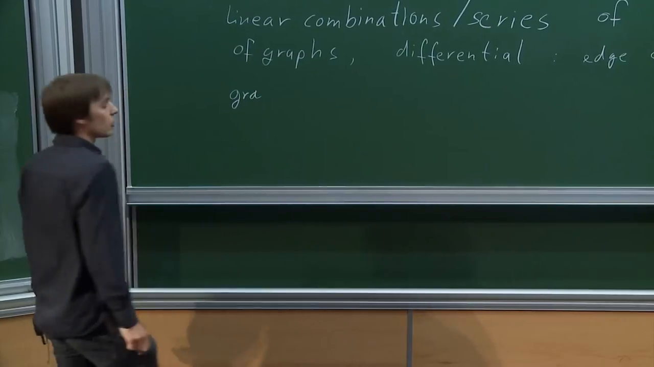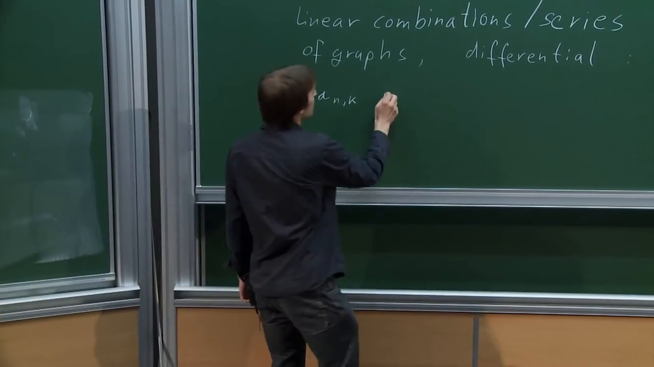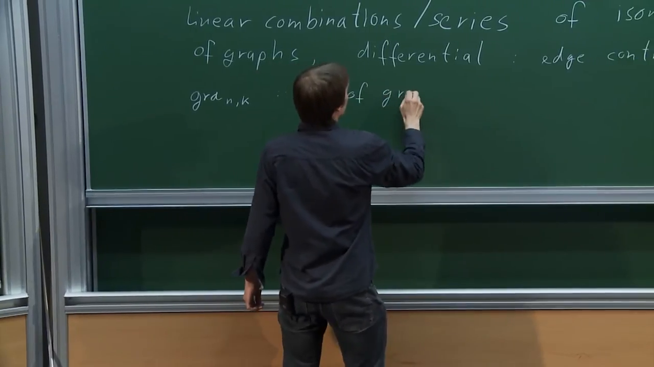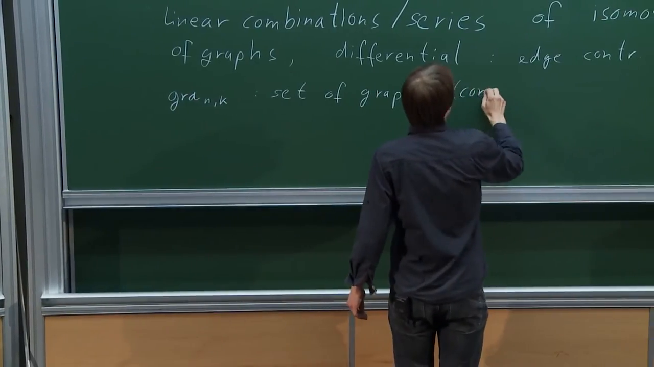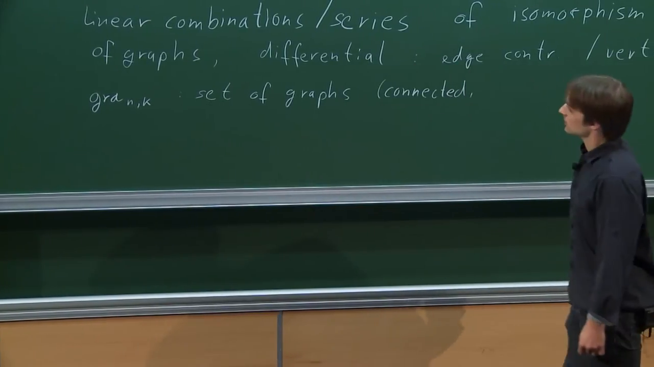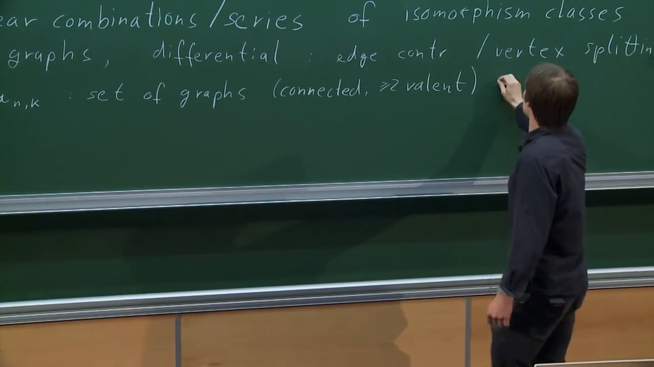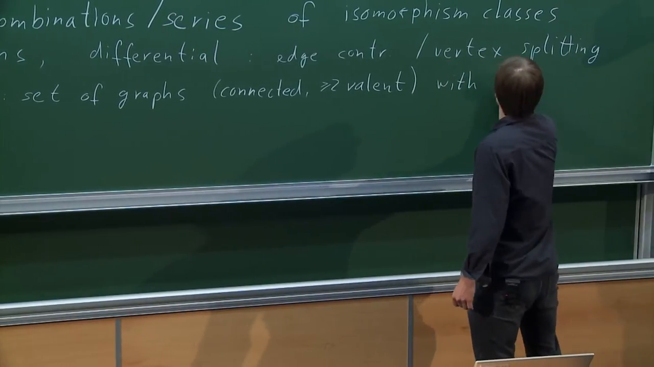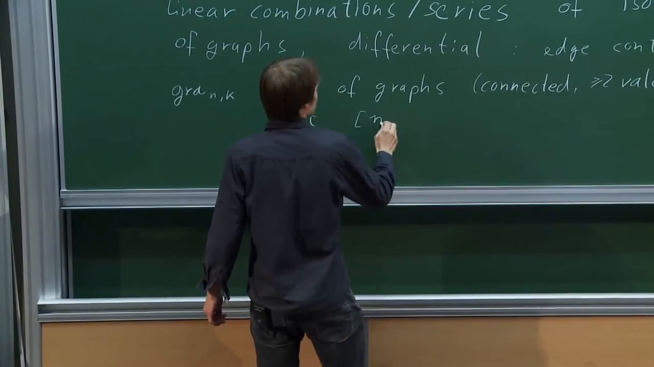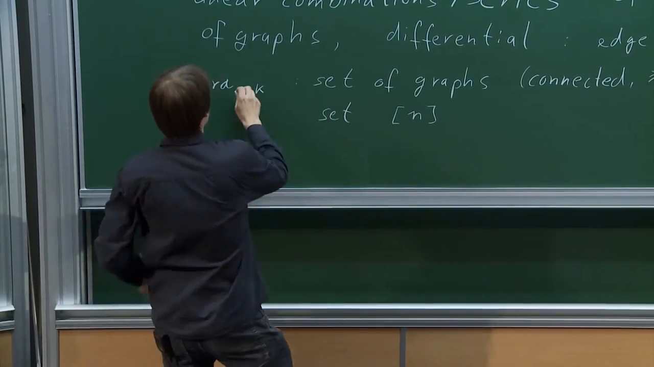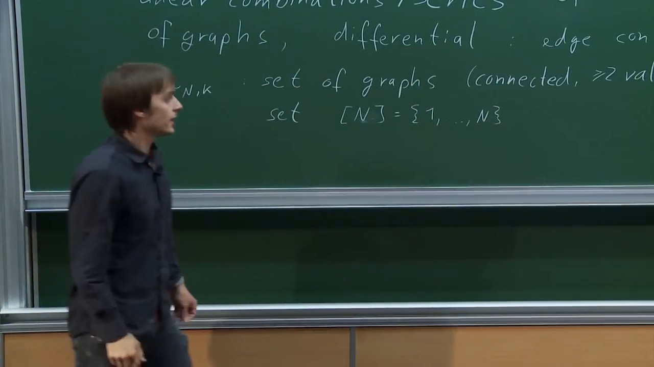So let me give you a little bit more precise definition. Let me define Gra_{N,k}, a set of graphs. So not isomorphism classes of graphs, a set of graphs. And I require that they are connected, and the vertices are at least two valent. And I say that the vertex set are the numbers from 1 to N, I make it a capital N, because I will use a lowercase n later, so you have N numbered vertices.